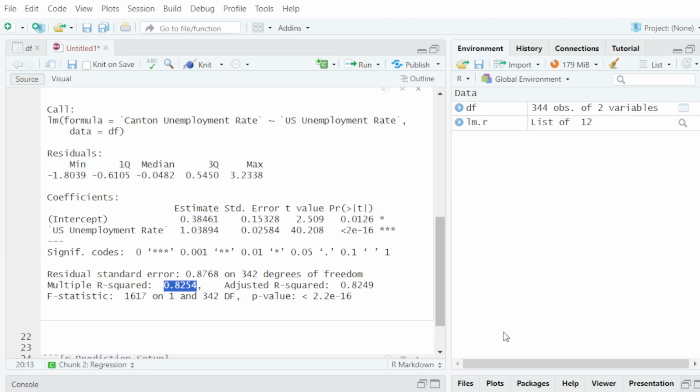The last line then would be this F statistic. And so the F statistic, first, I would not put a lot of weight on the exact value of this F statistic here.